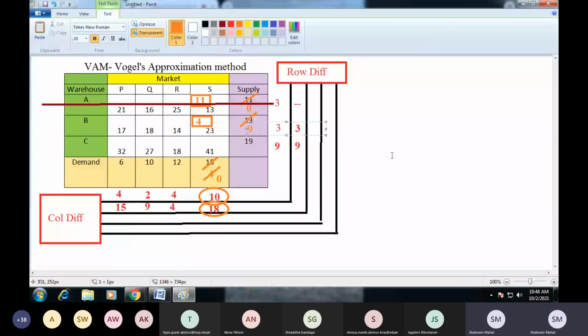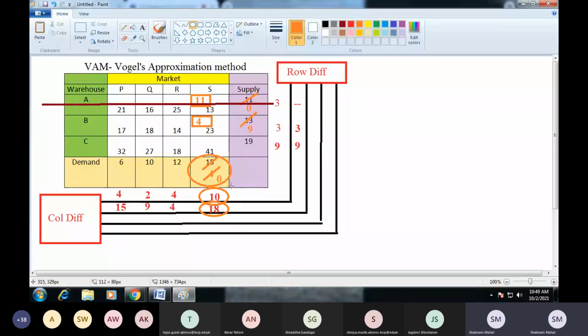Now check that demand for market S becomes 0. That's why again I remove market S from my total consideration. Now I delete my market S, so the column related to S is removed from further consideration. Now again check where our remaining matrix is. So this is my remaining matrix. My matrix contains the first row, second row, and first column, second column, and third column. So that much of the total matrix remains now.